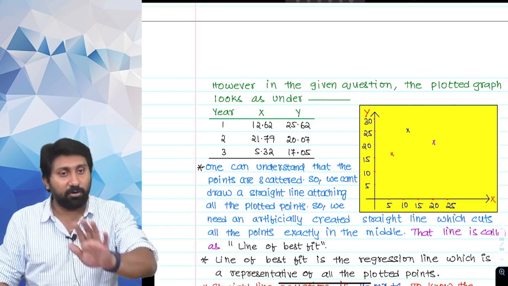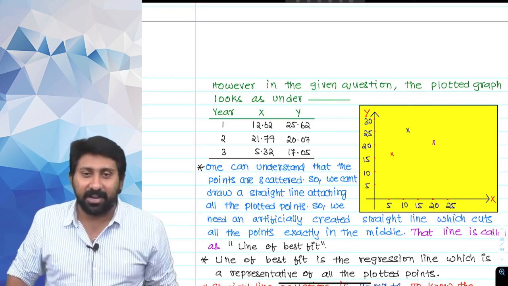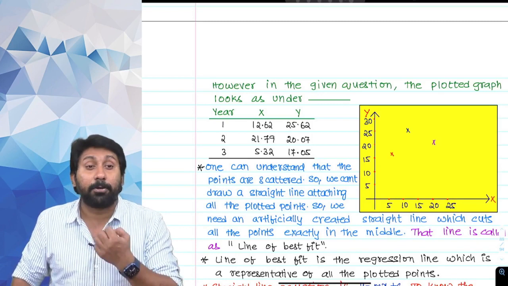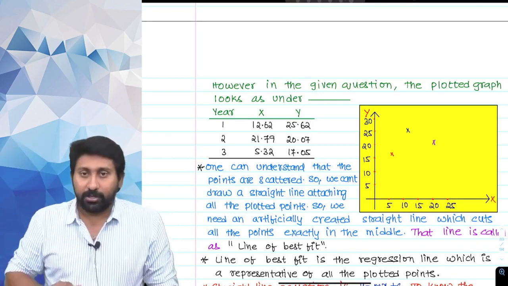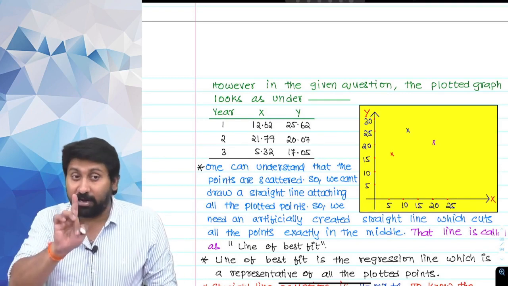If I tell it like this, no one will understand. Just in another 15 minutes, you will really understand the beauty of the Sharpe single index model with this line of best fit. Okay, so let's try to understand this. I repeat one more time.